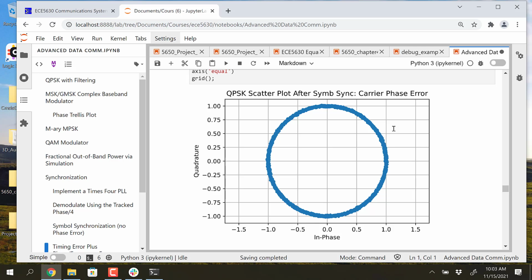Why does it look good? Because I've gotten the symbol sync back. I have a nice circle, so at least I know I have the symbols sampling back because it's staying on a nice full radius circle.